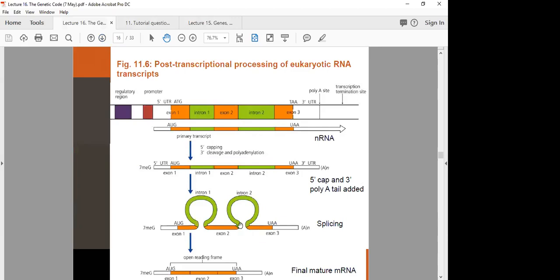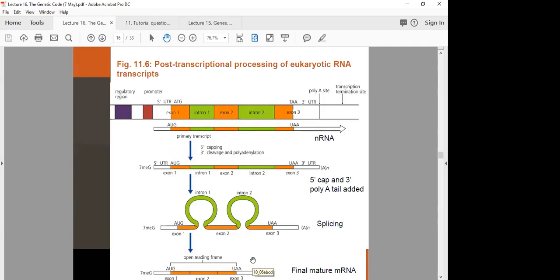It's also looped out, and then they're cut away, leaving the orange regions, the exons, behind, and these 3 exons are then joined together. Here they are, exon 1, 2, and 3 joined together. So now you can see that the final mature RNA, which is called messenger RNA, is much shorter than the original RNA molecule. Now, not all genes have those introns that have to be spliced out.